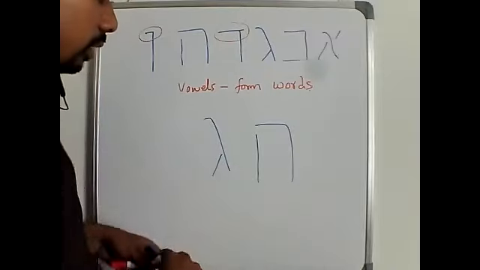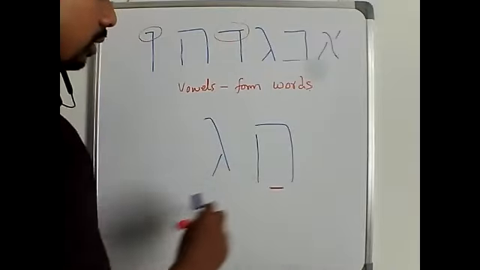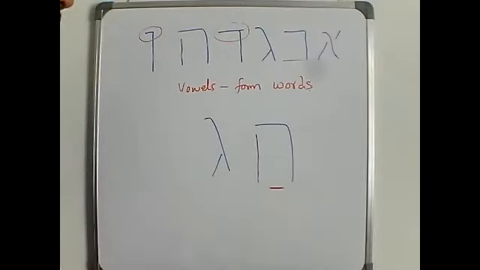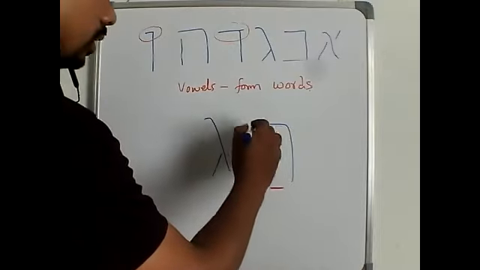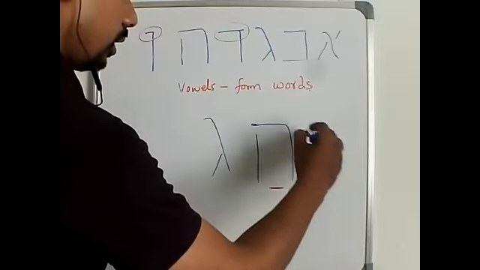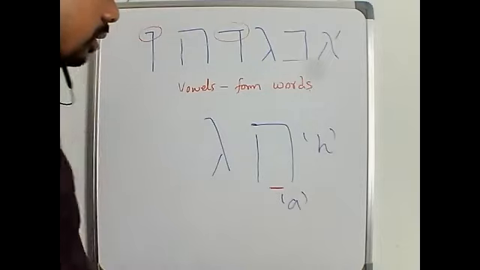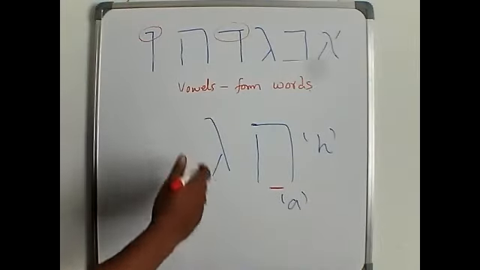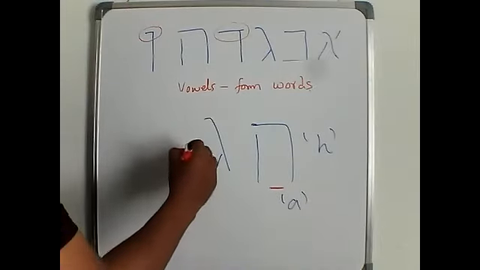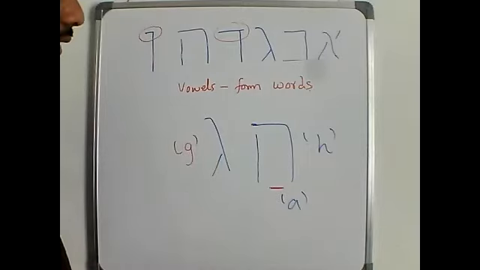I will differentiate the vowel. This is what? Hey, right? This is hey. And what is the sound? Hey. And here is A sound. Now, what is the sound of Gimel? It's a G sound, right?